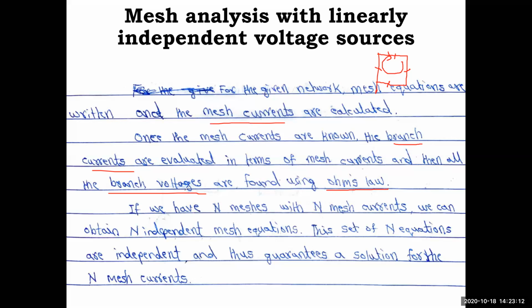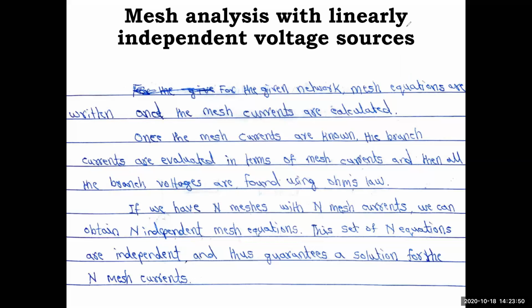So it applies to mesh analysis as well as node analysis. Only the technique is different, both are network analysis. If we have n meshes, as I told you, that many equations will be there. Then n mesh currents will be there, and you require n independent mesh equations. This set of n equations is independent and thus guarantees a solution for the n mesh currents. Each equation is different from another in a slight manner, because of that you will get a unique solution. Clear? So this is the idea of mesh analysis.